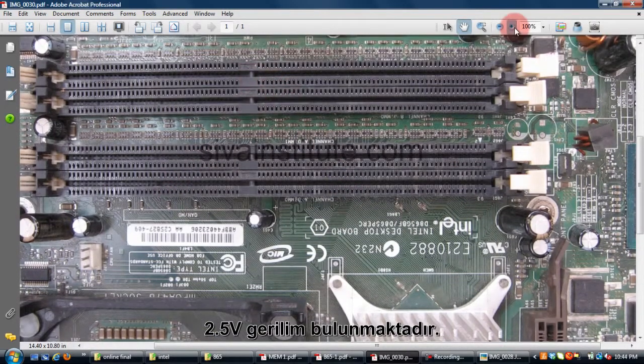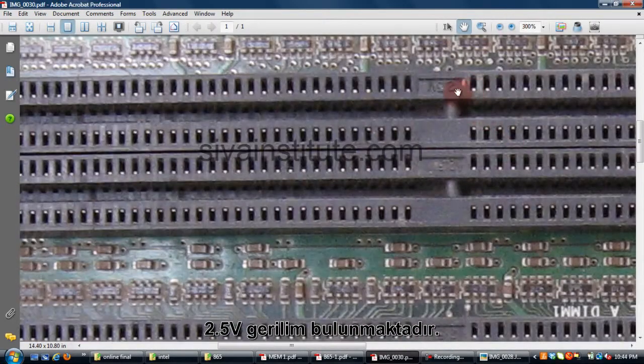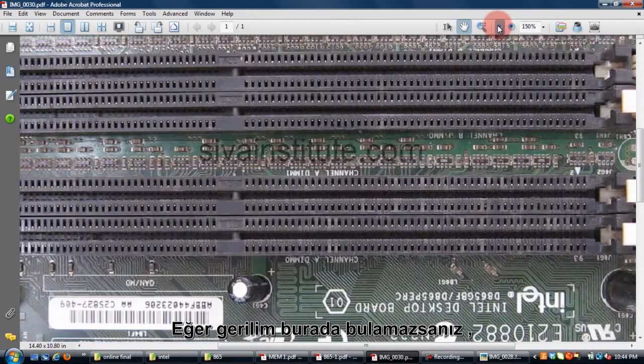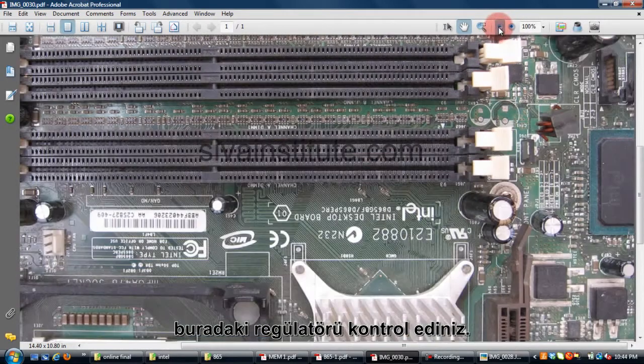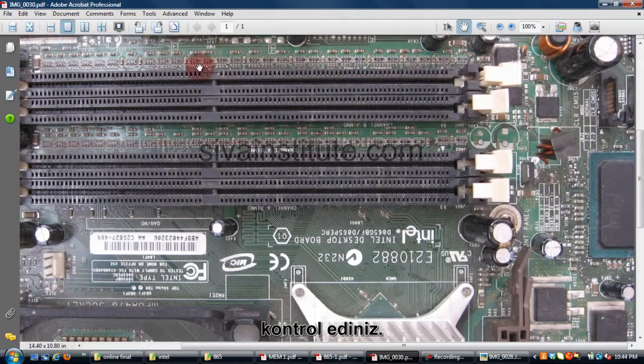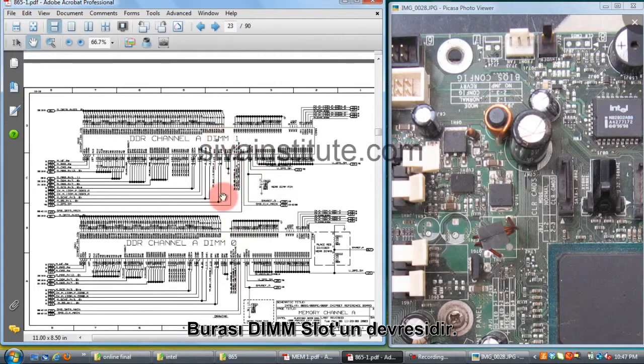See here 2.5 volts. This is 2.5 volts. 2.5 volts. No voltage at this point. You should check these regulators here. These are termination resistors. You should check here whether 1.22 volts is there or not. No voltage at this point, a memory fault will appear. This is the DIMM slot circuit.